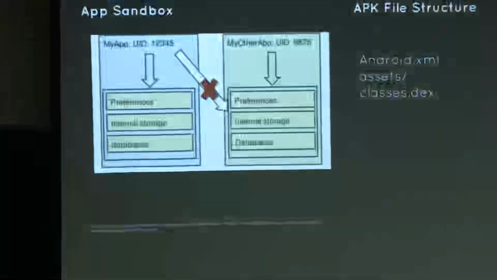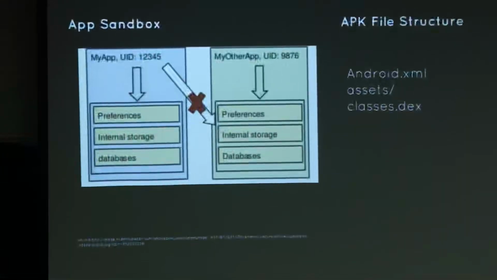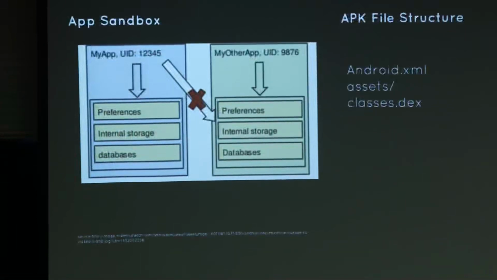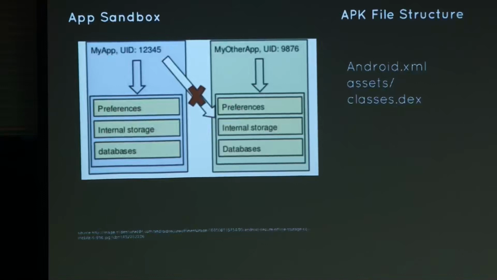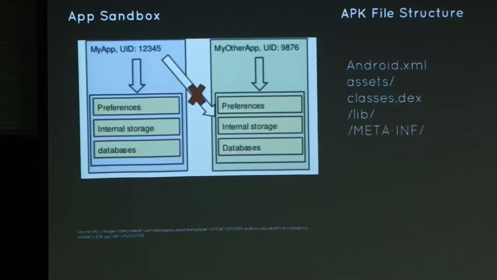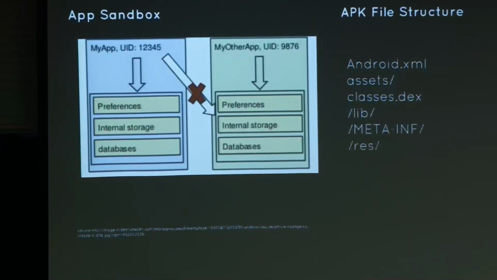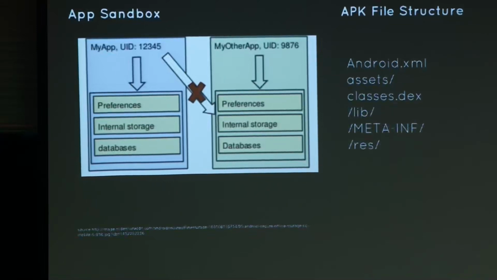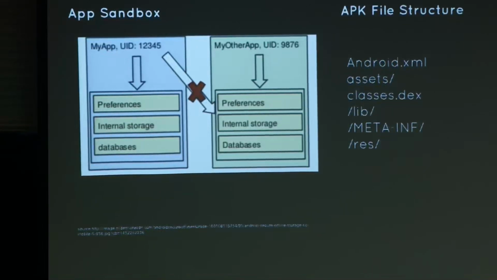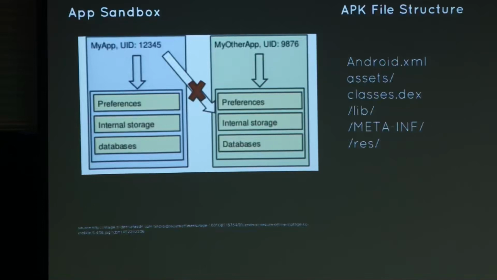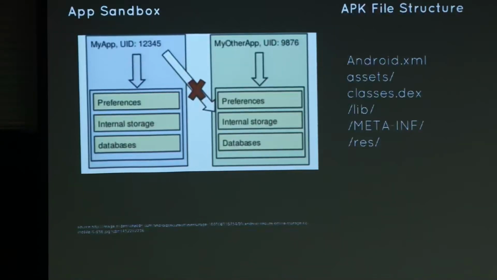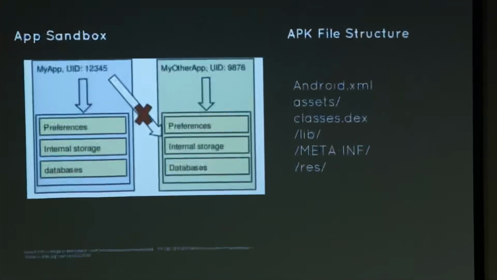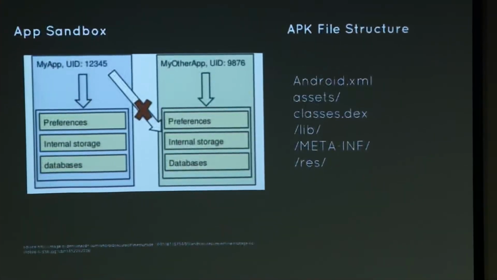Actually, AndroidManifest.xml. You have assets, the classes.dex, which is the dex bytecode that the Dalvik VM or Android Runtime runs. The lib folder, the META-INF folder, which is where the developer and signing certificates are, and the resource folders as well. So again, basically just a zip file; extract it.